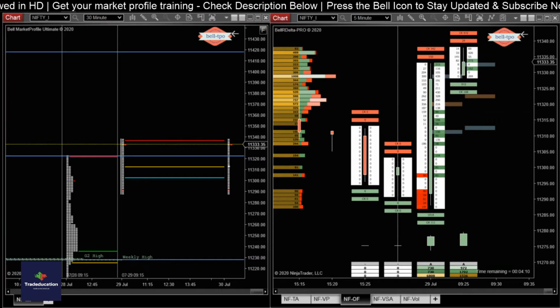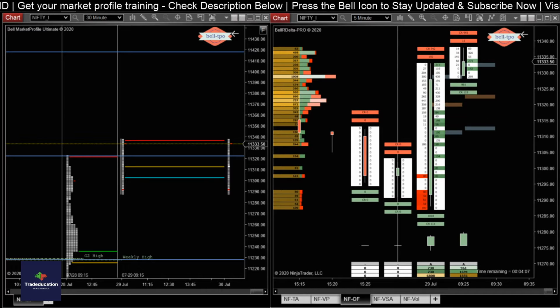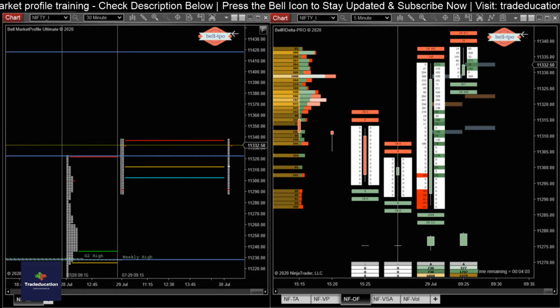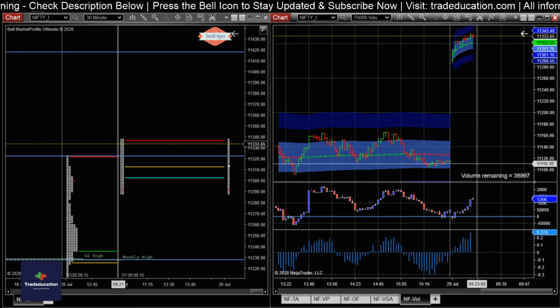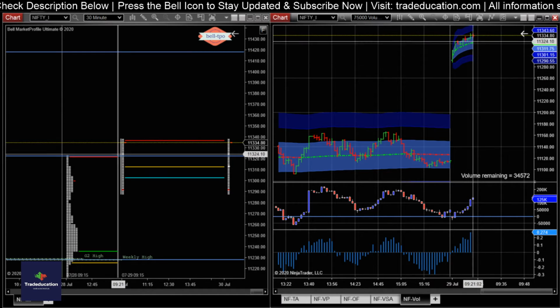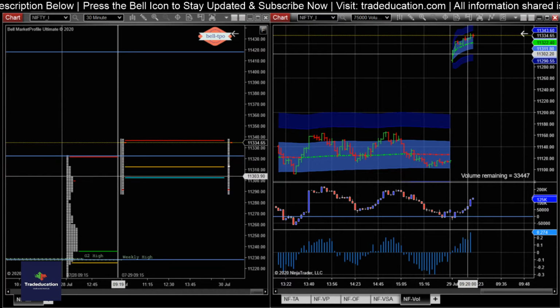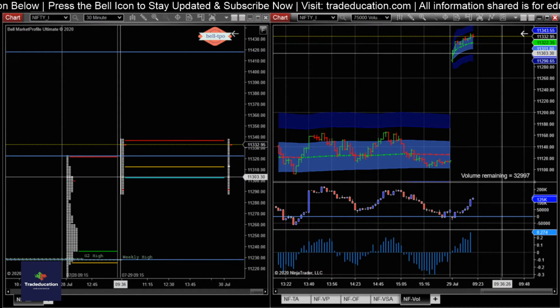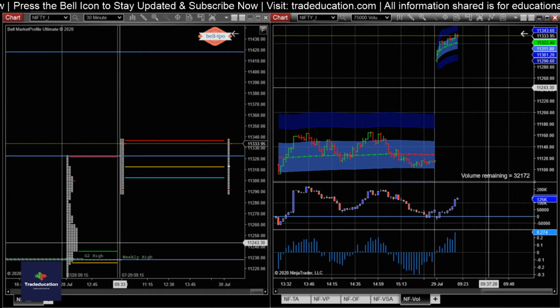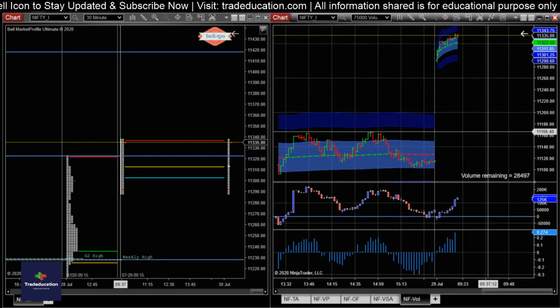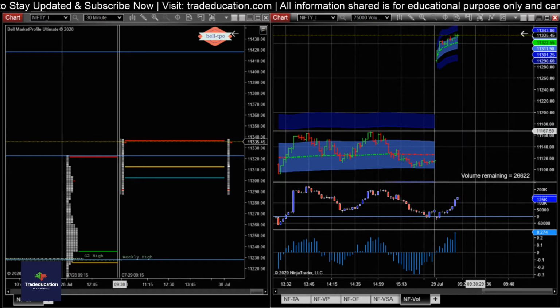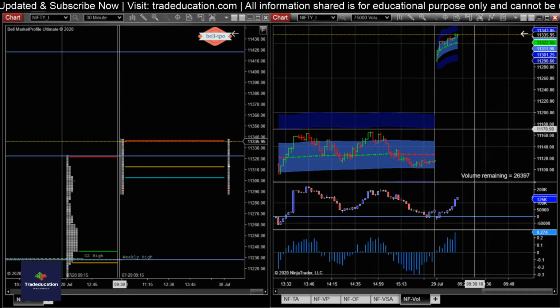and we will just observe the auction. So overall delta is positive. Cumulative delta is positive. Let me jump to the volume chart. Yes, the VWAP is acting as the level of support. Still going higher. The delta is also climbing, so it is indicating that buyers are the ones who are in control.